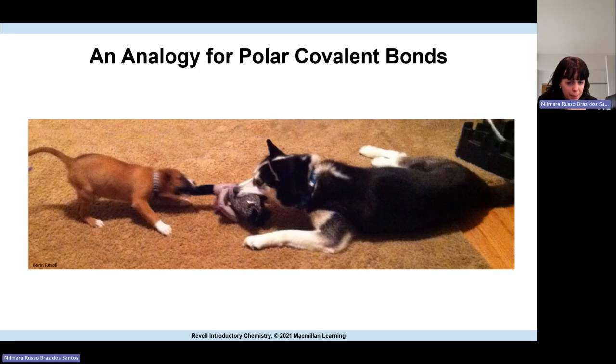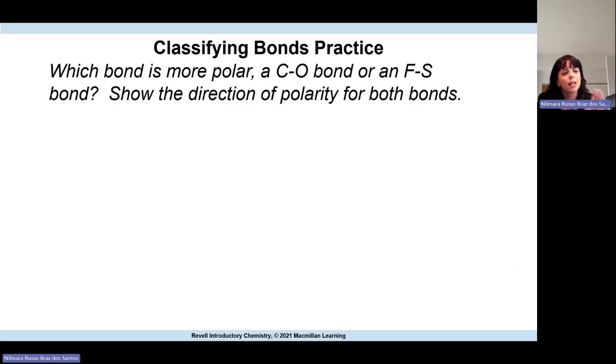Analogy over here. Two dogs are pulling a rope. The big dog on the right has a much stronger grip on the rope. He could take it if he wants to, and he keeps the rope close to him. Similarly, in a polar covalent bond, like the HF bond shown here, the electrons are held more on the side of fluorine, right?